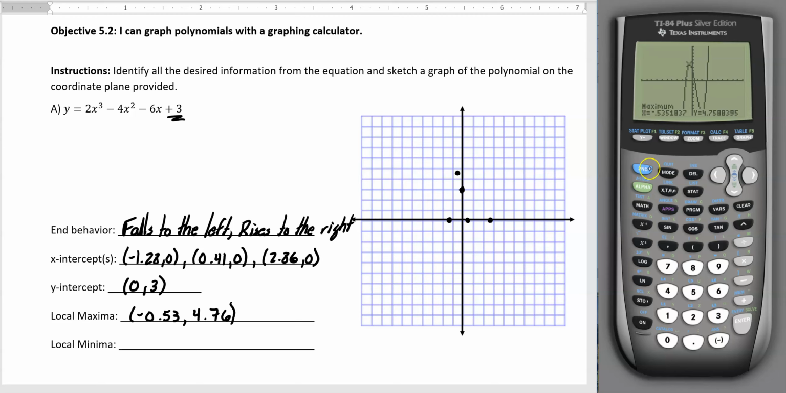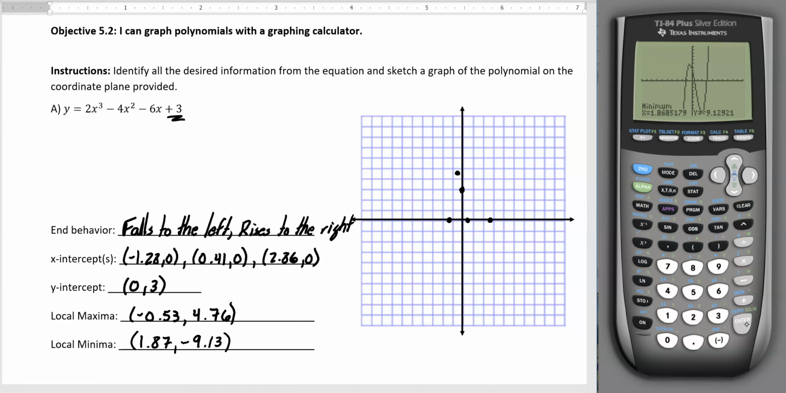And then our local minimum. This will be fun. Second calc, minimum. Got to get to the left, and then all the way over to the right. There we go. And what's the lowest point between those? 1.87, comma negative 9.13.